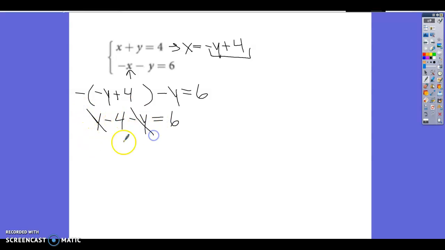Plus and minus y cancel. Negative 4 equals 6. Uh-oh, that is not a true statement, which means there is no solution to this system. If you graph this, you would find that there are no intersection points. So this system is inconsistent.